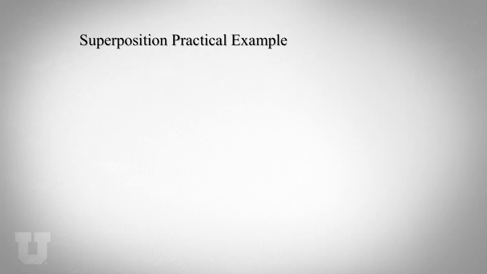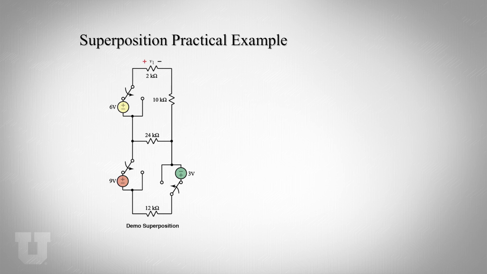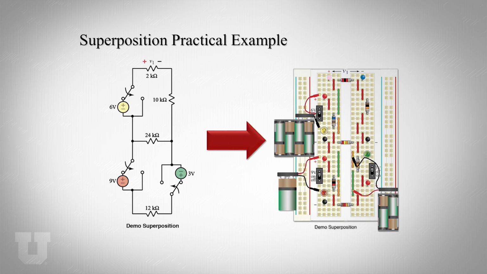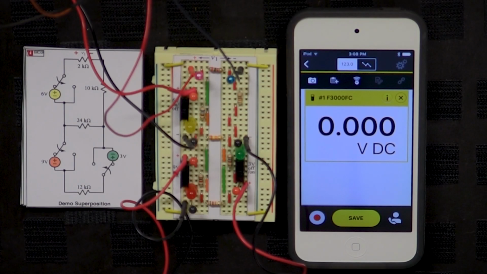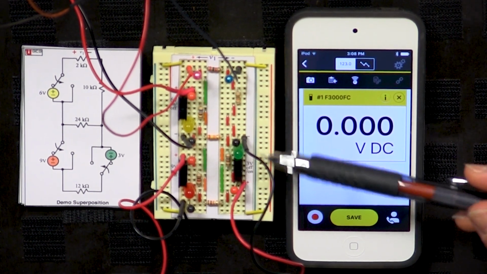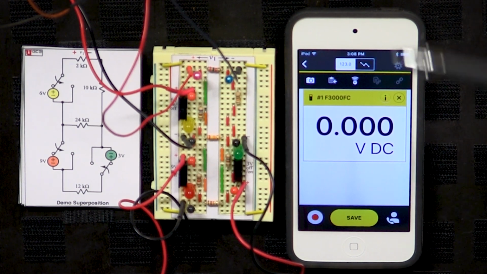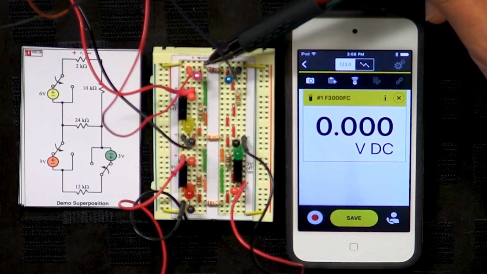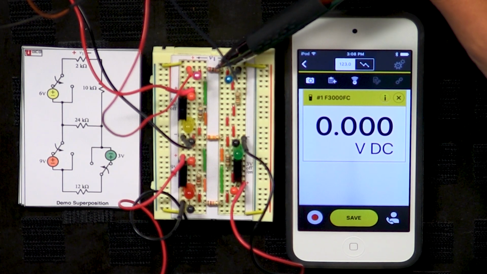So now let's show superposition with a practical example in a circuit. This is a schematic of a board we made ready for you, and this is the actual board we built for you. So let's do the measurement and see if the theory really matches with the measurements that we get in this board. All right, so this is the board for superposition, and we are going to measure the voltage across this 2 kilo ohm resistor over here.